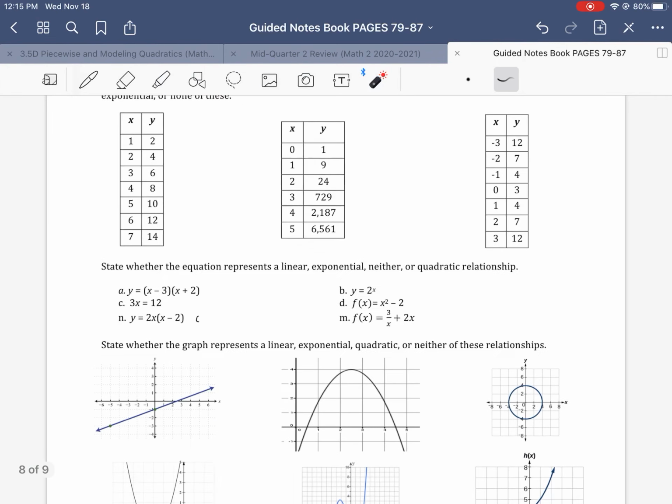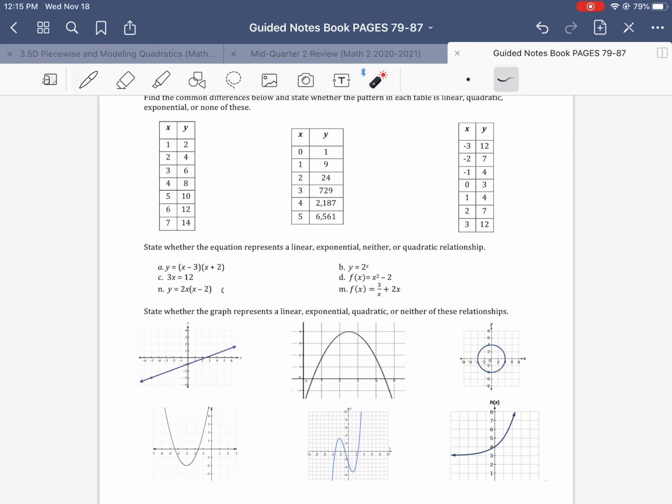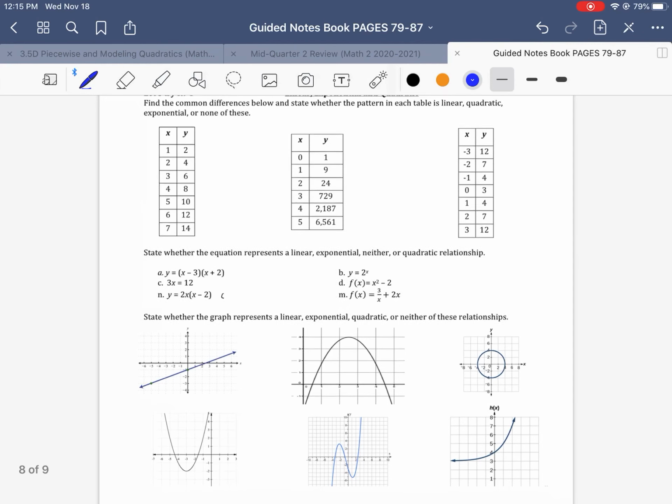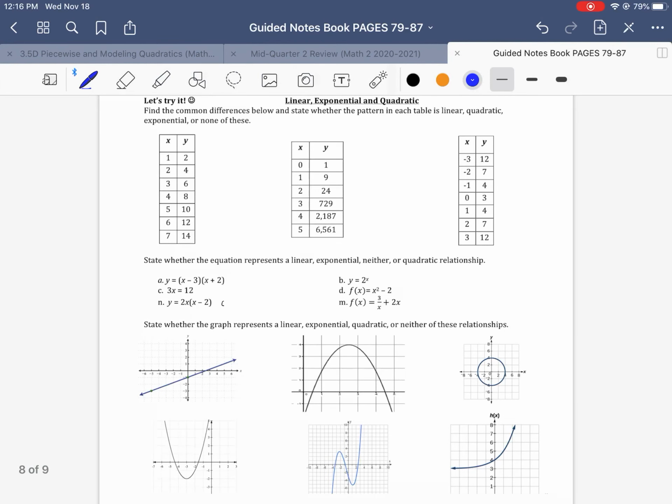So you can try it on a few of these as you're moving down. I'm going to go through these ones rather quickly, and then you can just finish out that last page. So looking at this one, it says find a common difference below and state whether the pattern in each table is linear, quadratic, or none of these. I don't really want to deal with the none of these right now, so I'm just going to cross this one out. It doesn't have a consistent behavior.